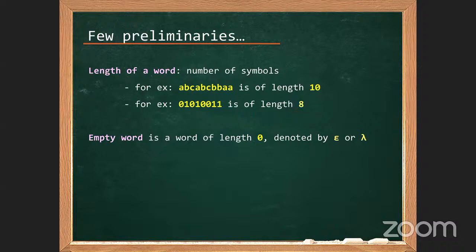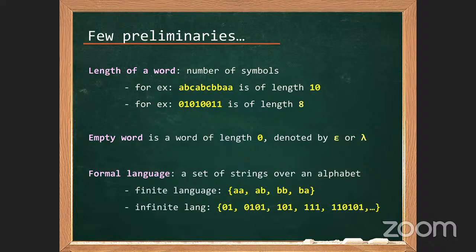Can you think of a word with length 0? Mathematically, it should be possible to define a string of length 0. Such a string or word is called the empty word. The empty word is a string or word of length 0. When it's of length 0, you have nothing to see there, so we have to use some notation. We will use either epsilon or lambda to represent an empty word. Because you can't see an empty word, you have to use some notation to represent it.